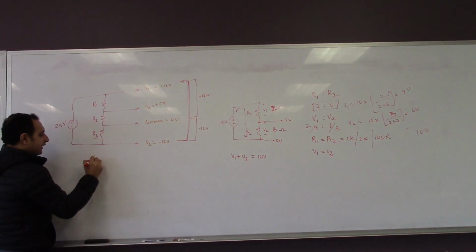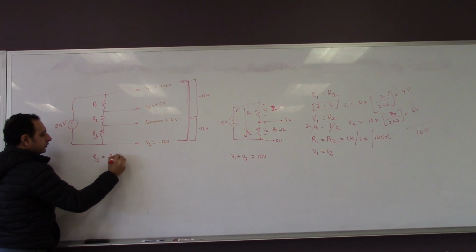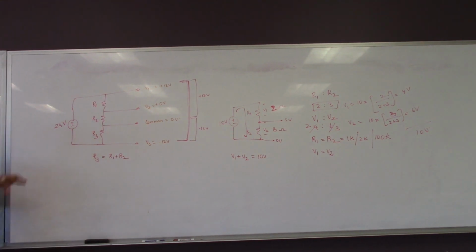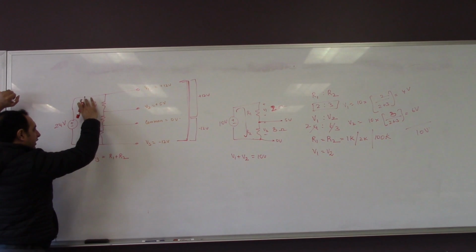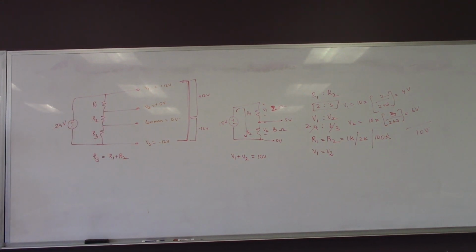So what you can say is R3 should be equal to R1 plus R2. Only then you'll get 12 volts here and another 12 volts here. That way it will add up to 24.